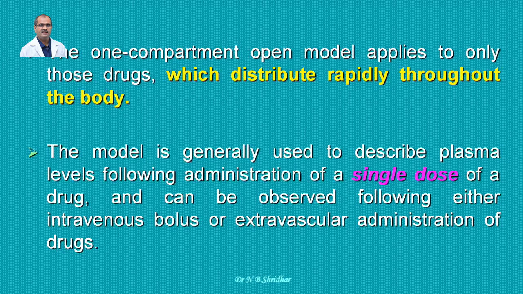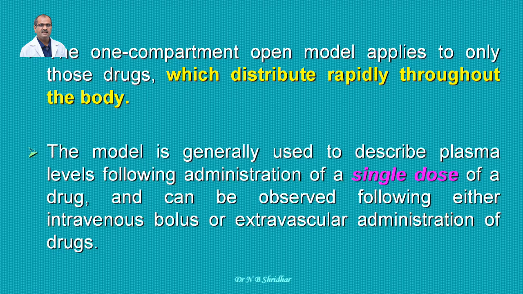That is called the faster distribution of the drug in the one compartment model. The model is generally used to describe plasma levels following the administration of a single dose of a drug, and it can be observed following either intravenous bolus or extravascular administration. Whenever a drug is administered as a single dose, maybe by the intravenous route, intravenous bolus means a single shot, the entire amount is injected without any interruption.